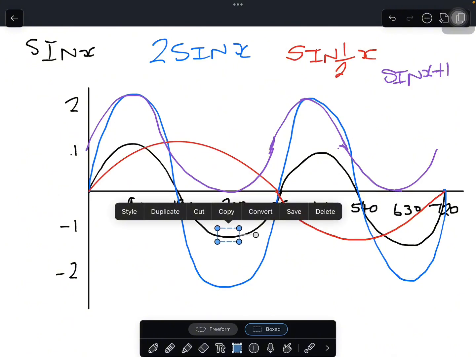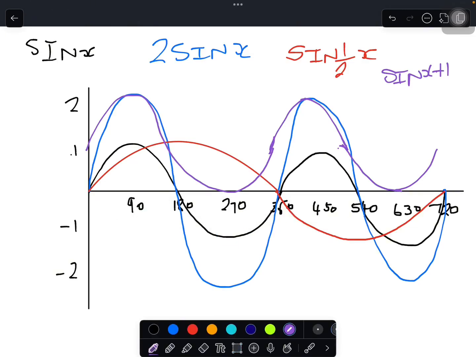The last thing I want to show you is what happens when we have a negative amplitude. And a negative amplitude means we're going to flip the graph. So let's go negative sine x. We're going to flip the graph on its x-axis. So instead of us going up, we're going to go down through here, back up here, and then back at 360, just like this.